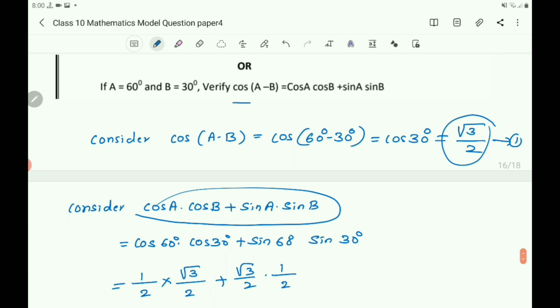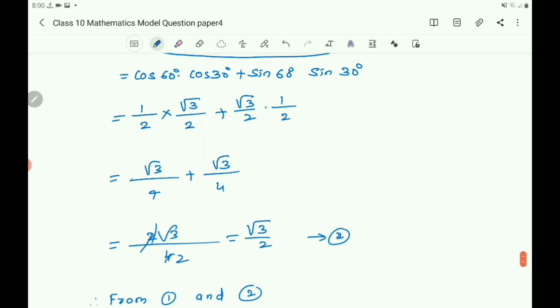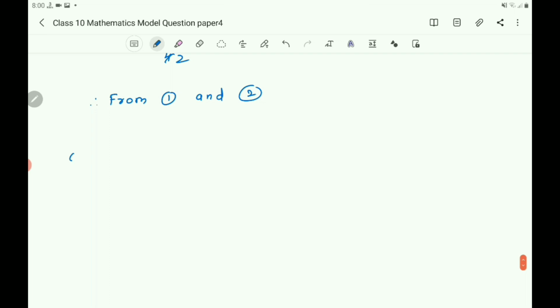Cos(A minus B) equals cos A into cos B plus sin A into sin B. So, cos(A minus B) equals cos A into cos B plus sin A into sin B.